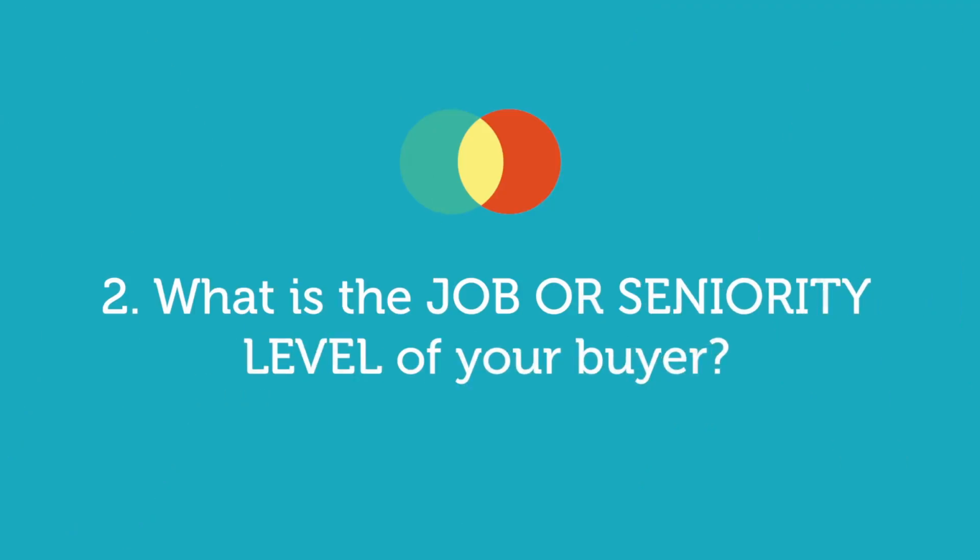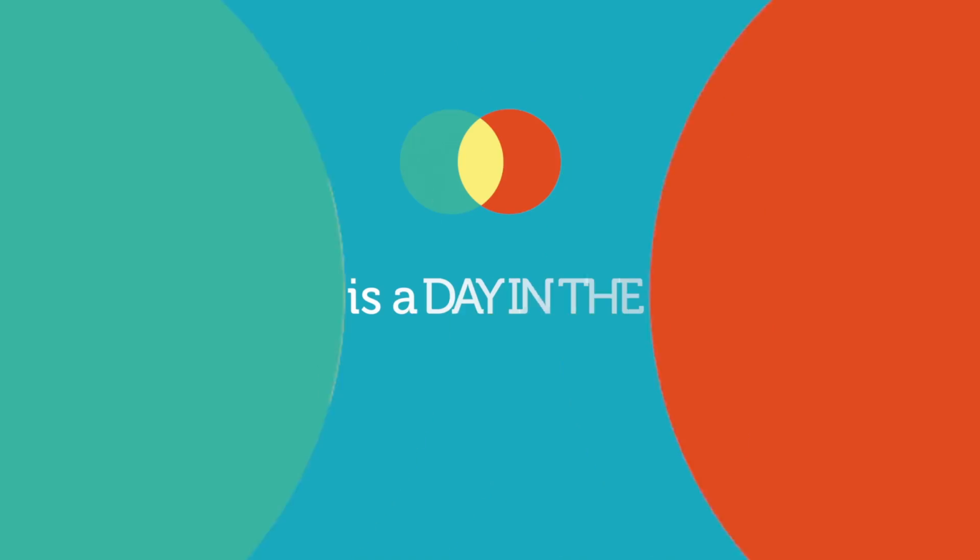Question number 2 that you want to ask yourself is, what is the job level or seniority level of the person that you're trying to reach? Knowing the seniority level and what role that person holds within the company will help you target your messaging specifically to that person's pain points and specifically to what their needs are.